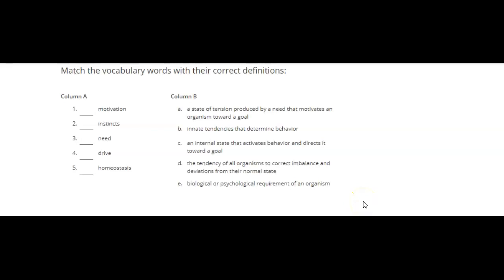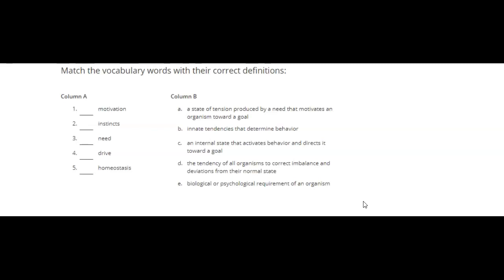Match the vocabulary words with their correct definitions. Column A: 1, motivation. 2, instincts. 3, need. 4, drive. 5, homeostasis. Column B: A, a state of tension produced by a need that motivates an organism toward a goal.